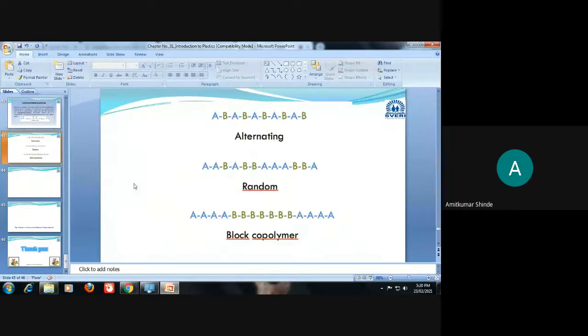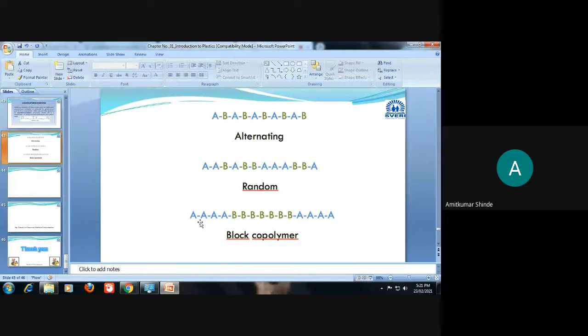I have collected the slide having this. Means you can say that three names only: alternating, then random, then block copolymerization, and one more copolymerization type is there, that is the graft copolymerization. Okay, graft copolymerization. Now in the graft copolymerization, what will happen?